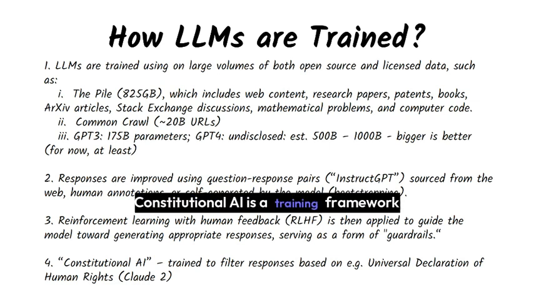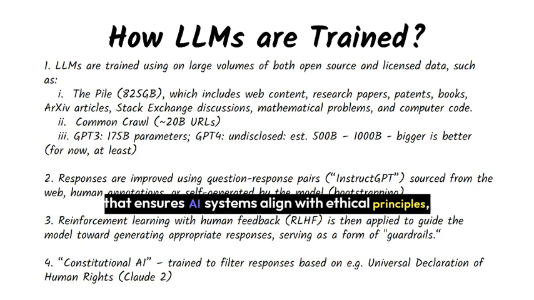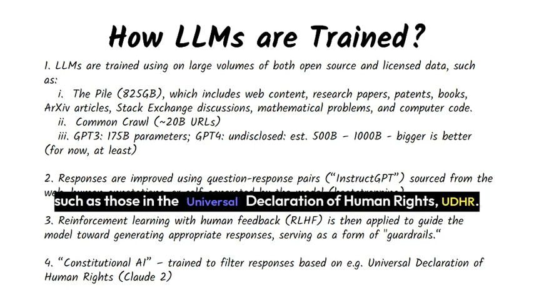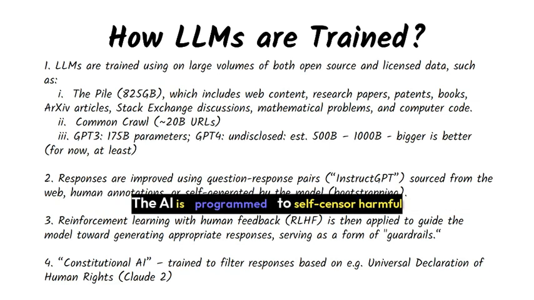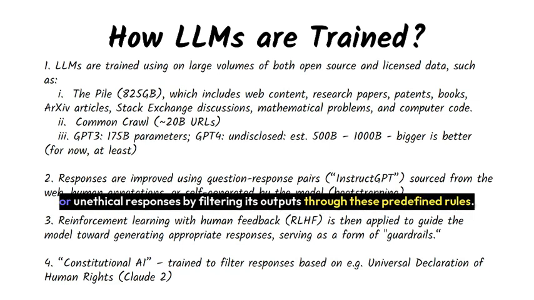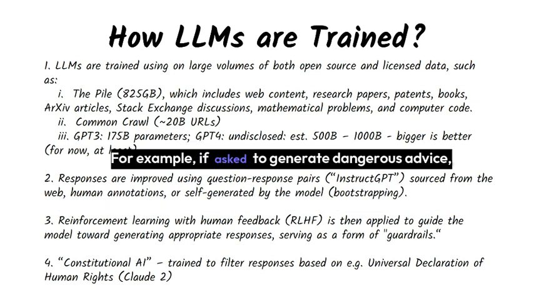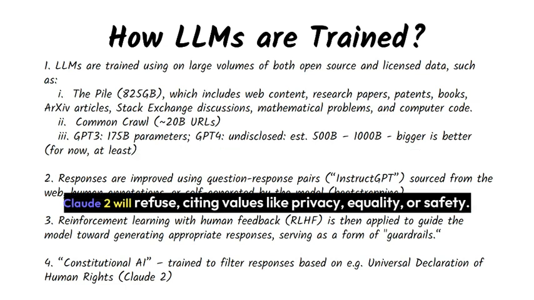So, what is constitutional AI? Constitutional AI is a training framework that ensures AI systems align with ethical principles, such as those in the Universal Declaration of Human Rights, UDHR. The AI is programmed to self-censor harmful or unethical responses by filtering its outputs through these predefined rules. For example, if asked to generate dangerous advice, Claude 2 will refuse, citing values like privacy, equality, or safety.